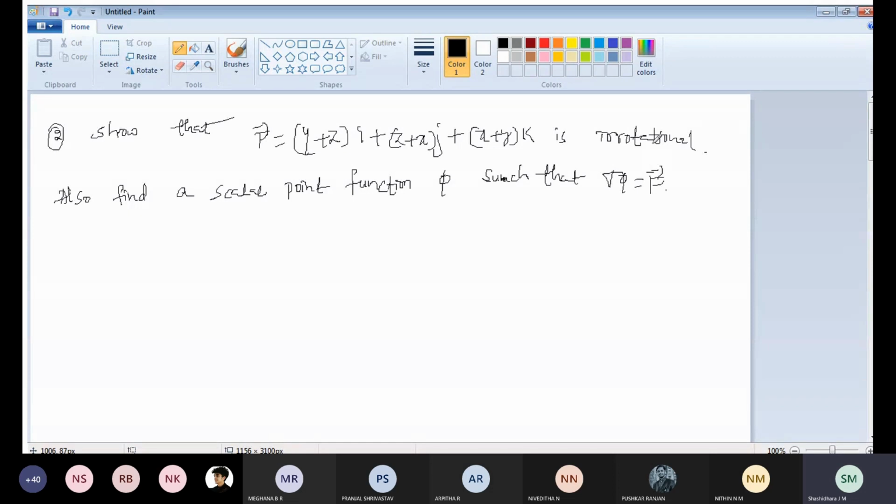Sometimes in the problem they will give this condition, that is del phi equal to vector f. You have to remember the condition of scalar potential, that is del phi equal to vector f. For example, they will show that some vector f is irrotational and also find a scalar potential phi, meaning del phi equals vector f. This condition you have to remember.